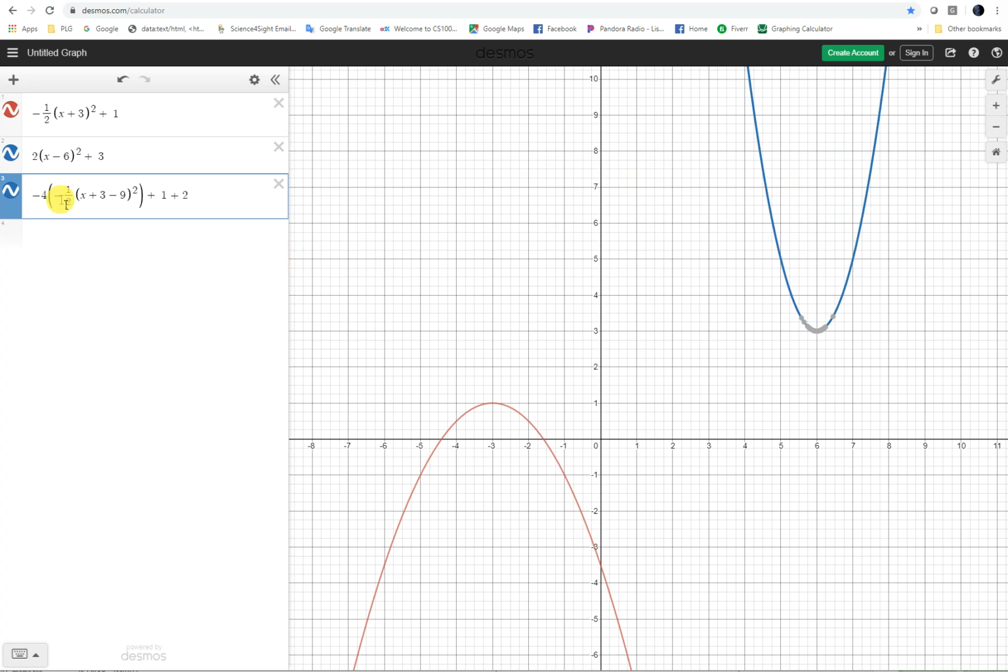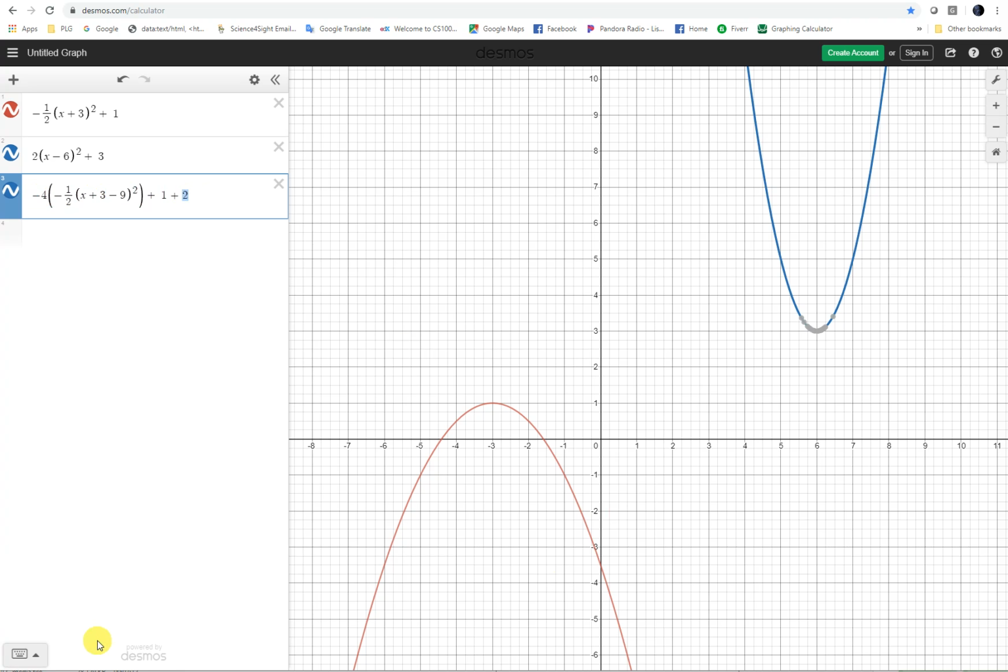So you see here the remnants of my original equation, the x plus 3, the -1/2, and the 1. And what you see here is our new equation, where we take that, multiply everything by 4, subtract the 9 on the inside, and put a 2.